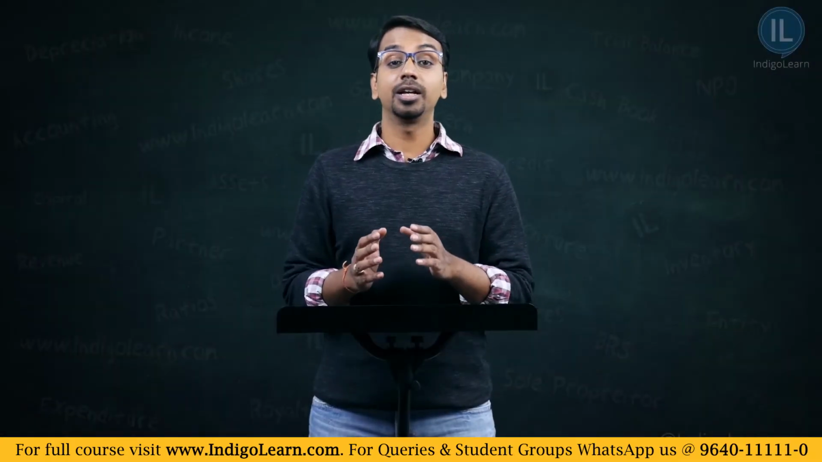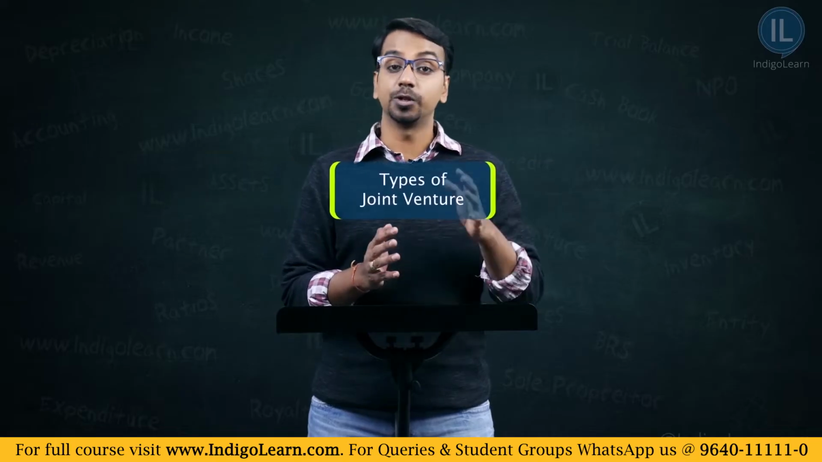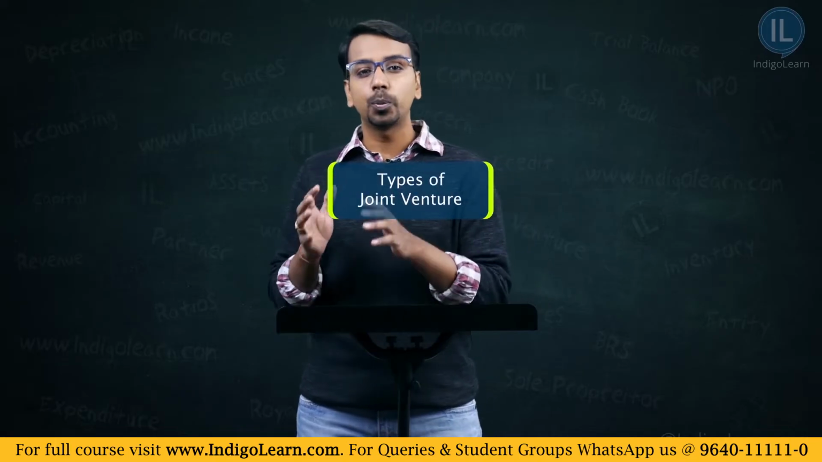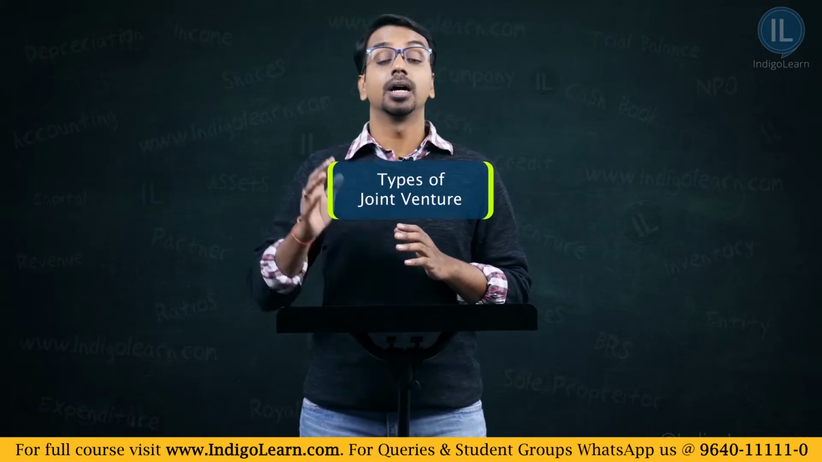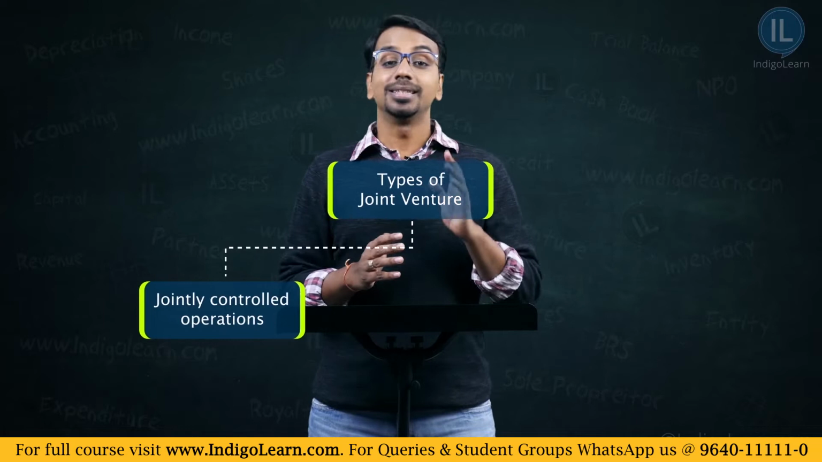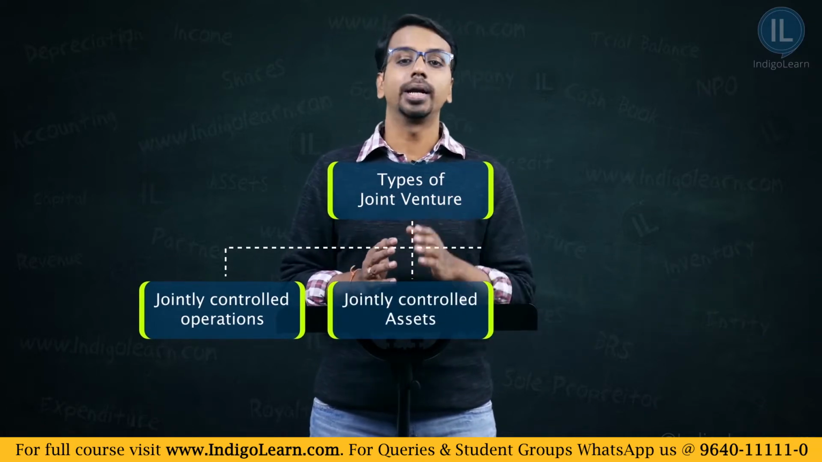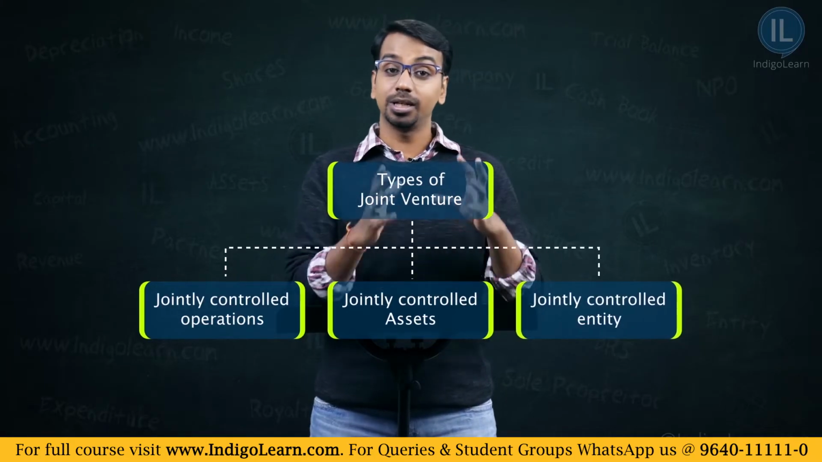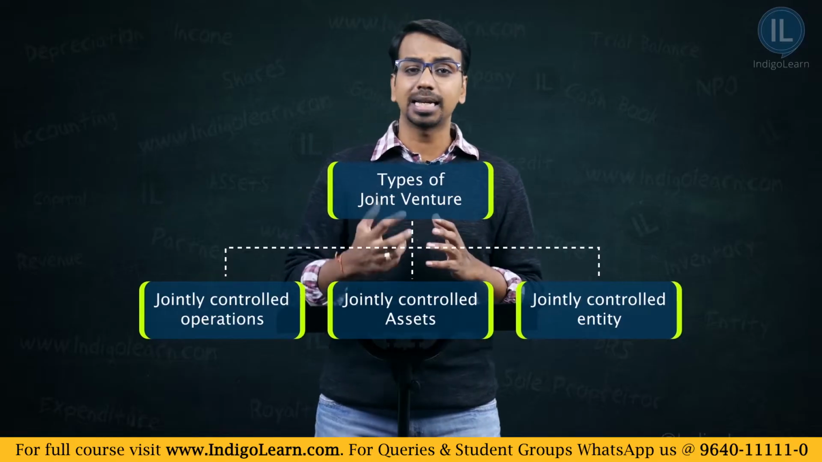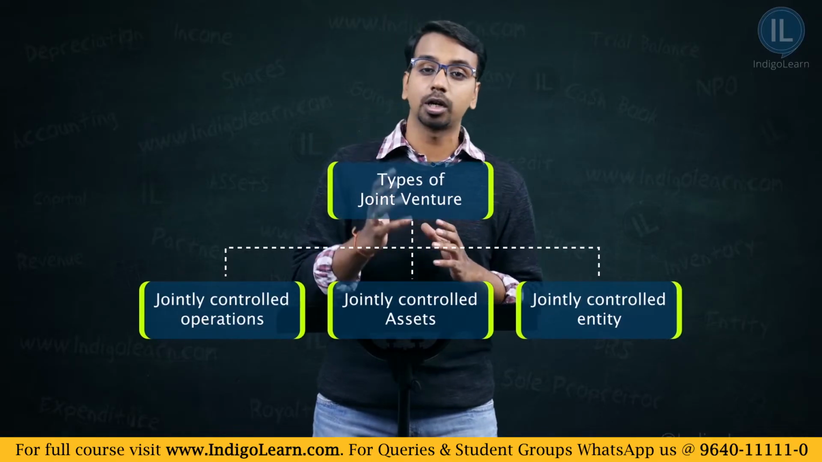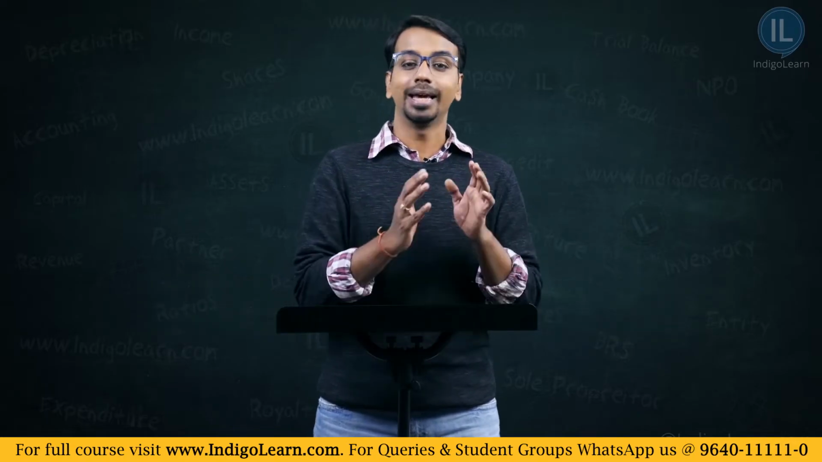Having understood the meaning of a joint venture, let us understand the different types of joint ventures which can exist. So there are 3 broad categories of joint ventures which generally exist. The first one is a jointly controlled operation. The second one is a jointly controlled asset. And the third one is jointly controlled entity. Now see the term jointly controlled, that is common in all these 3 categories. We'll understand what this joint control is and what is joint controlling of operations, assets and entities. For this, let us take a small example.